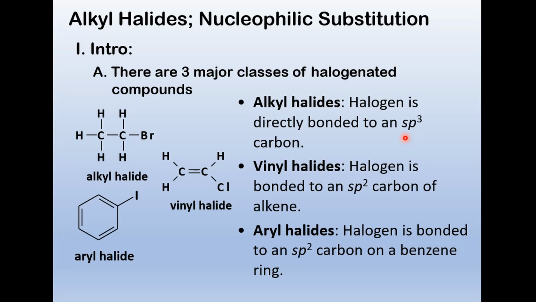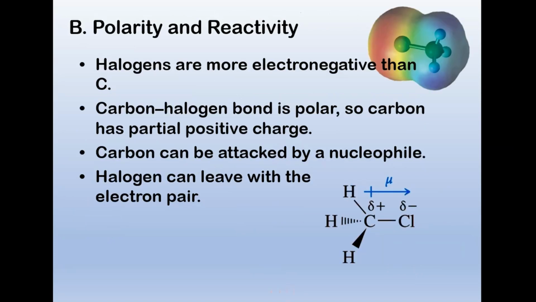A vinyl halide, a vinyl halide, has a carbon that is sp2 hybrid that the halogen is bonded to. We might have aryl halides, bonded to a carbon on a benzene ring. So alkyl halides are like a functional group. A halide is a functional group, just as a double bond is a functional group. An alkane is not a functional group.